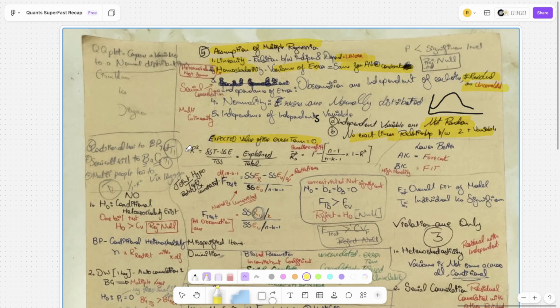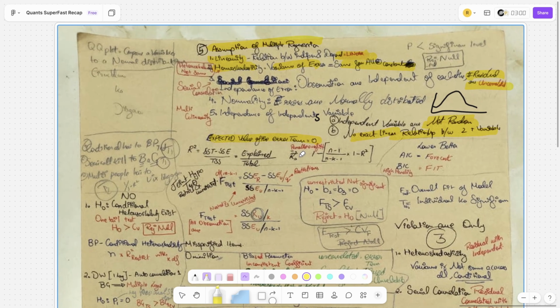Then comes the R square, meaning how much the independent variable can explain the dependent variable. Total sum of squares minus sum of squared errors, divided by TSS, meaning explained variation divided by total. That is R square. And if we go for adjusted R square, it will be 1 minus (n minus 1) divided by (n minus k minus 1) multiplied by (1 minus R square). Adjusted R square basically penalizes overfitting. You have to keep that in mind. And for AIC and BIC, AIC helps in forecasting and BIC helps in fit. And the lower any of these terms, the better it is.